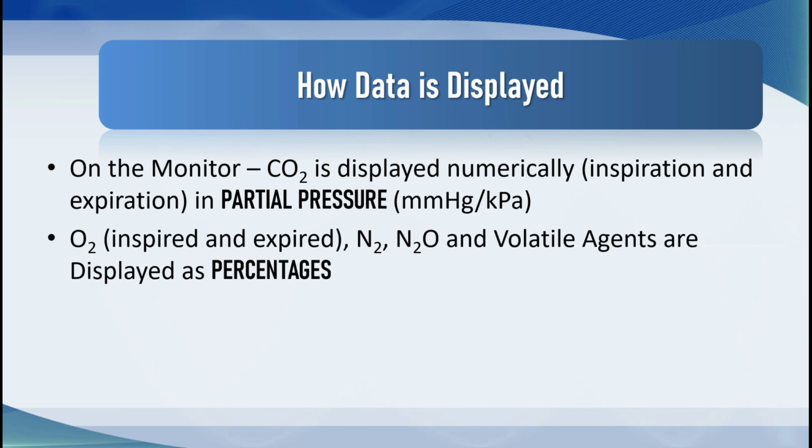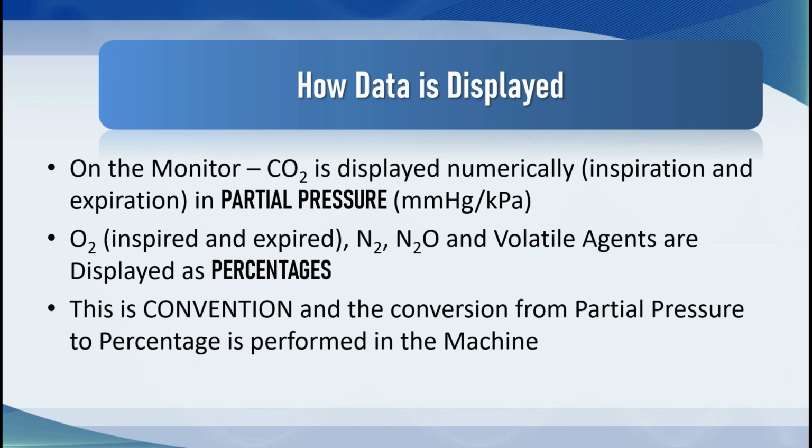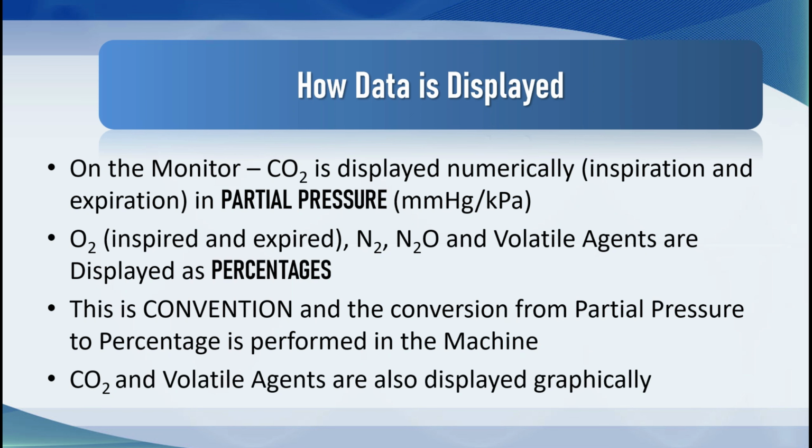The other gases that are measured, oxygen, nitrous oxide, and volatile agents, are displayed as percentages. Nitrogen is usually not measured, it's subtracted. This is convention, and conversion from partial pressure to percentage is performed by the machine. Carbon dioxide and volatile agents are also displayed graphically.